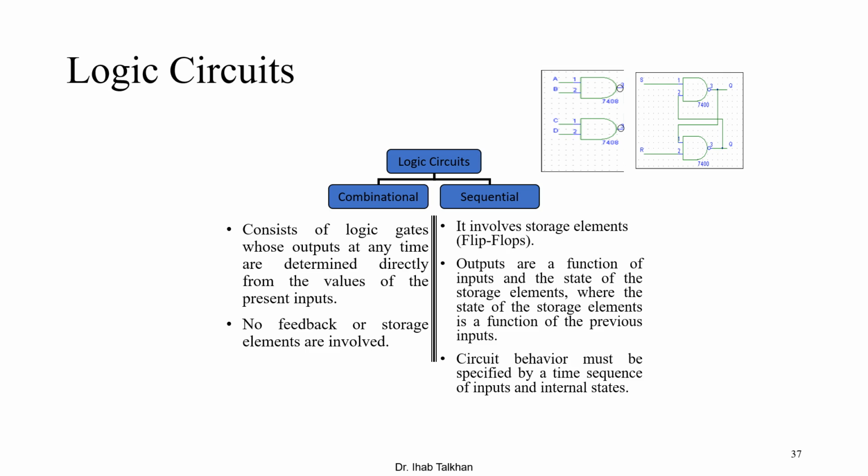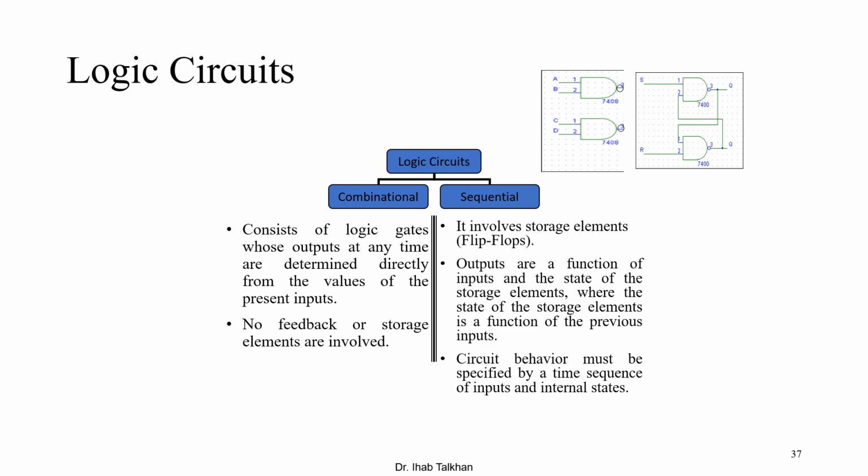So what we can say here is that the sequential circuit involves storage elements, flip-flops. Actually, the output here is not only a function of inputs. As you can see, outputs are a function of inputs and the state of the storage element. So it depends upon two values, the inputs you are entering and the state of the storage element, because this depends on time. The state of the storage element is a function of the previous input. This means you have to have a previous value from the input in order for this loop to go on and on.